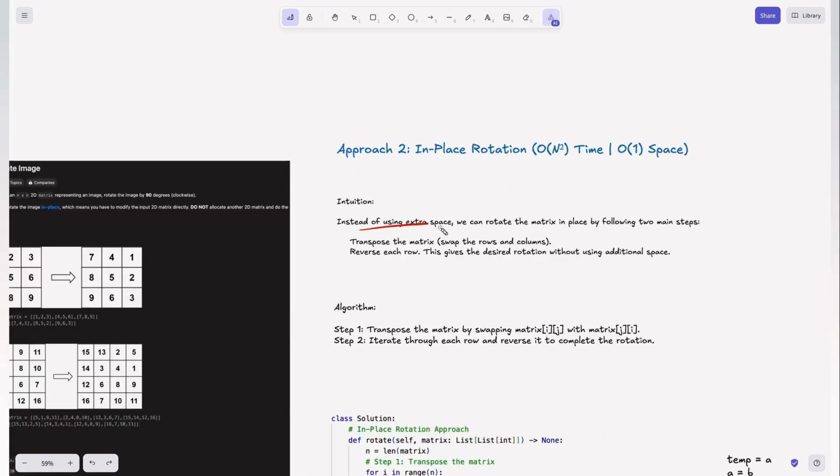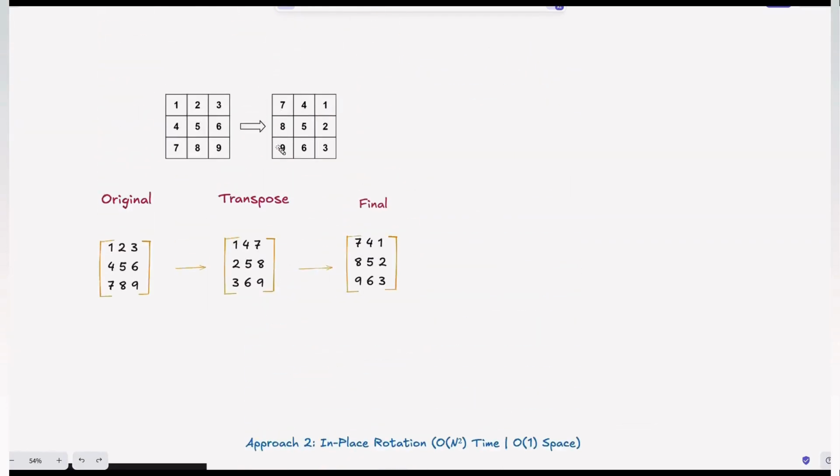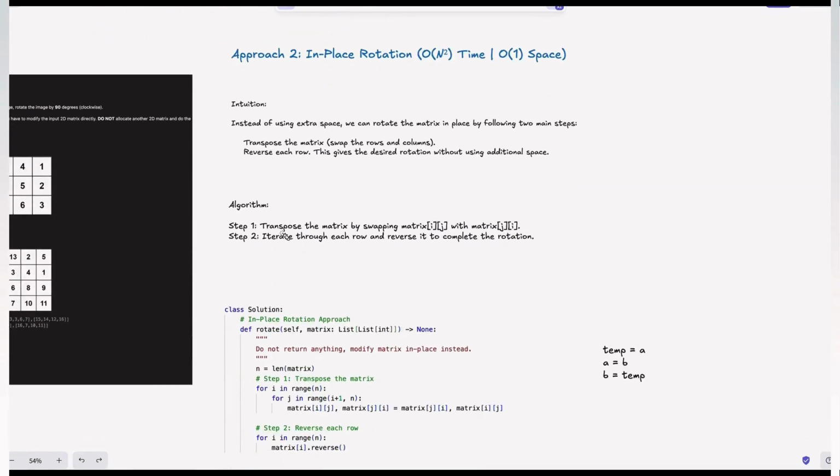Okay, so let's look into the intuition. Instead of using extra space, we can rotate the matrix in place by following two main steps. Firstly, transpose the matrix, that is swap the rows and columns. Next is reverse each row. This gives the desired rotation without using additional space. So we just discussed the intuition over here, right? So now let's go to the algorithm. Step 1, transpose the matrix by swapping matrix[i][j] with matrix[j][i].